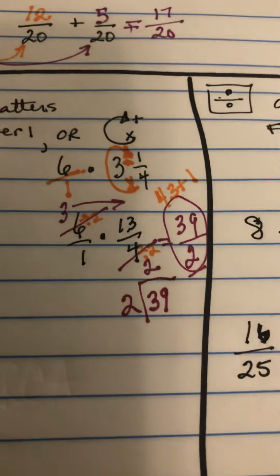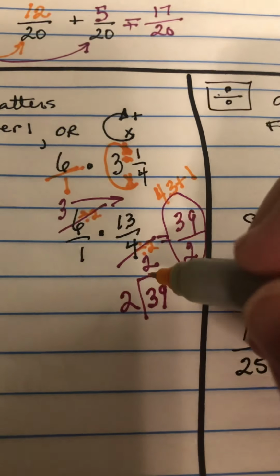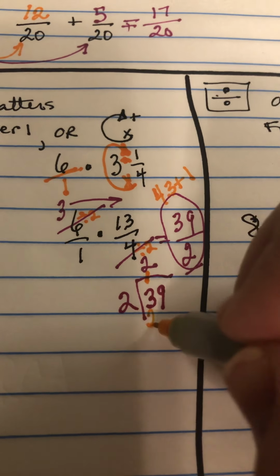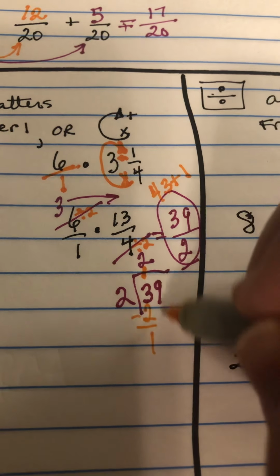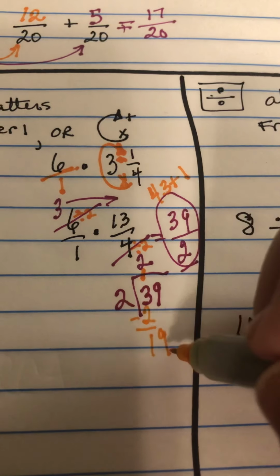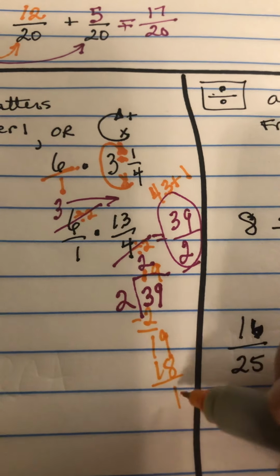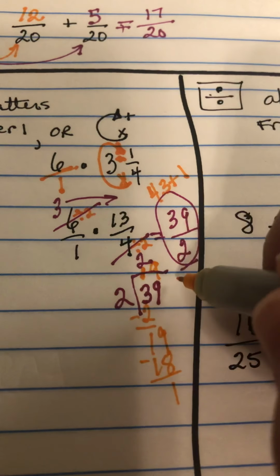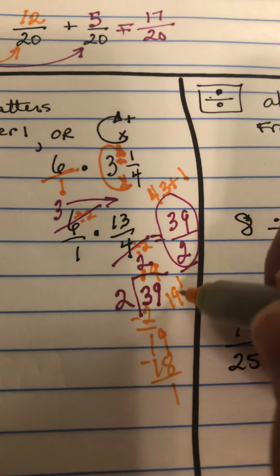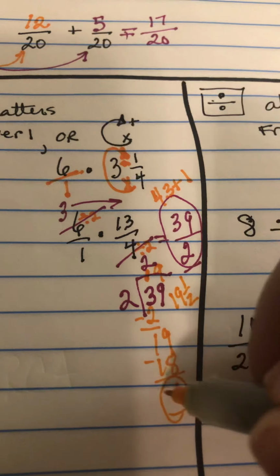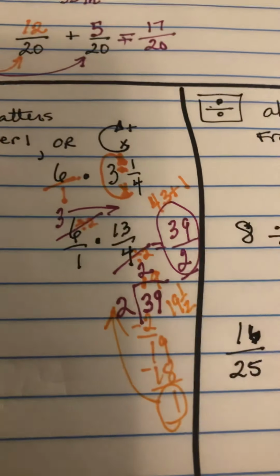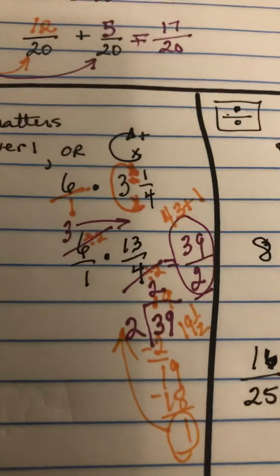And 2 goes into 3 one time. And we would subtract, bring down the next number. 2 goes into 19 9 times. And when we subtract, we get 19 and a half is what would be our answer, because it's this 1 over the 2 in the answer.